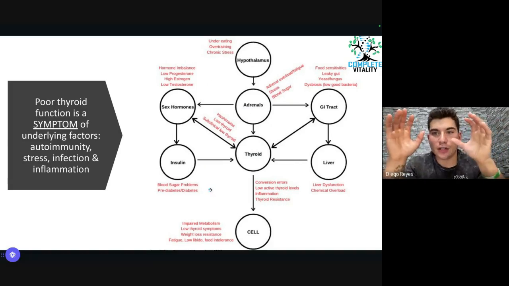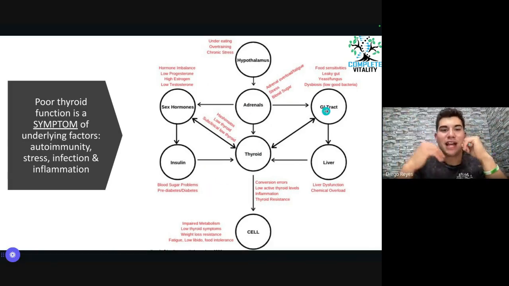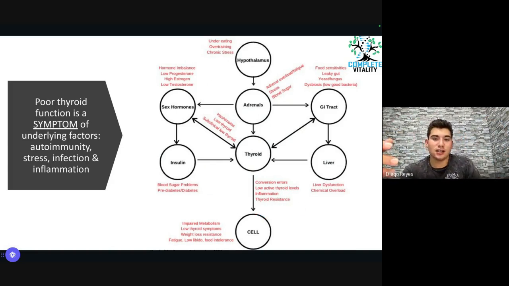Or I have a leaky gut. Let me just give you some natural supplements to help with your gut. Okay, we're not looking at all these other things that influence the gut. Same with the liver. And it all goes down to the cell. Weight loss resistance, fatigue, insomnia, metabolic dysfunction, mitochondria dysfunction.